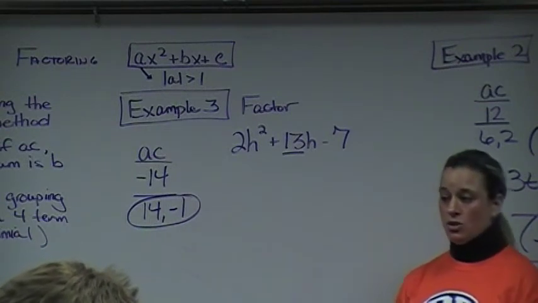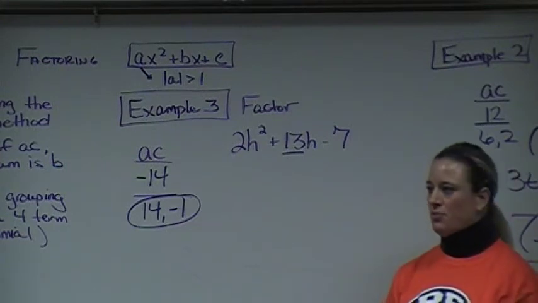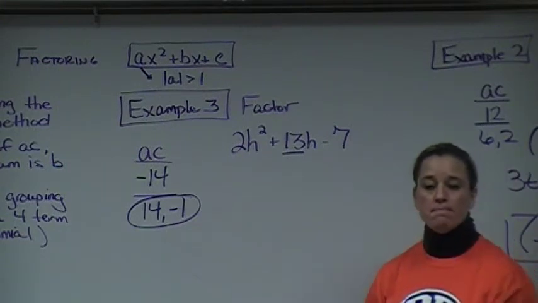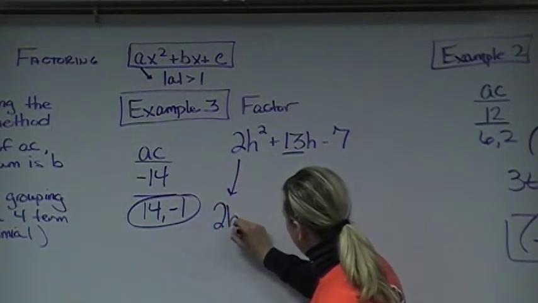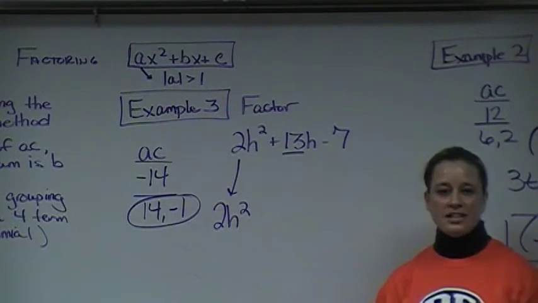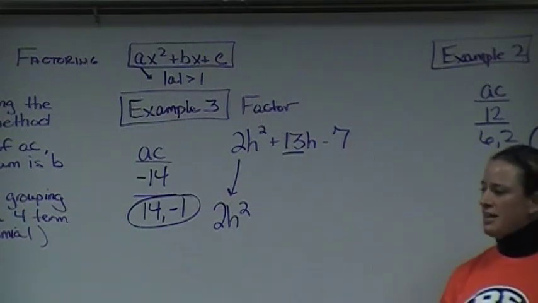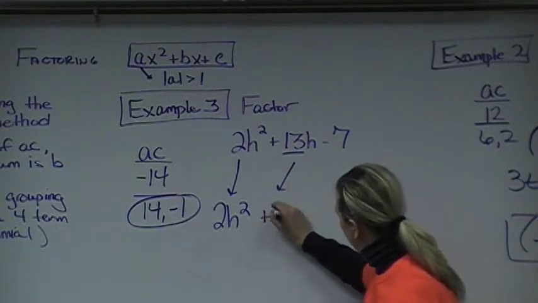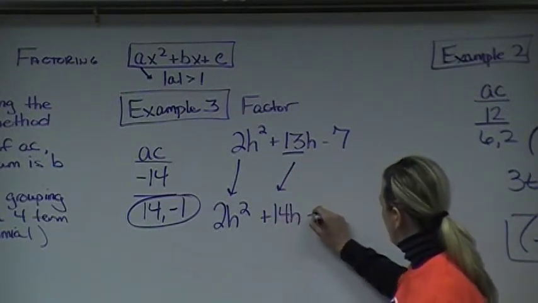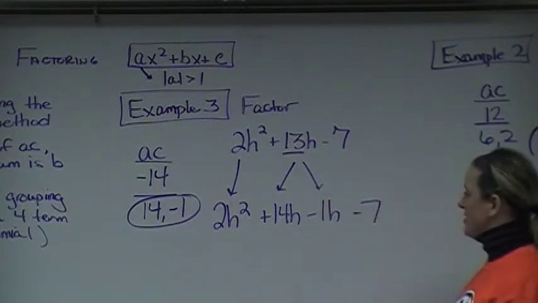Okay, now that's so far. So what's the next step? Who has an idea what the next step is? Let's see how many people know what the next step is to do. What do I now do? Esme? Good. Bring down my 2h squared. Perfect. So 2h squared. Okay? Anyone know what the next thing is? Who knows what the next step is? I brought down my first term. What's the next thing I do? Danielle? Plus 14h minus 1h minus 7. Perfect. Awesome. Okay.